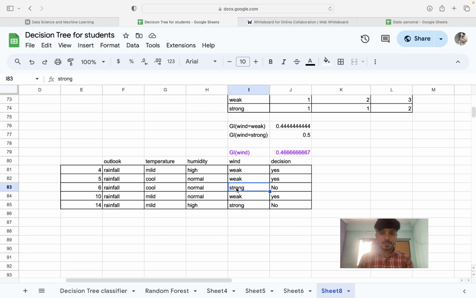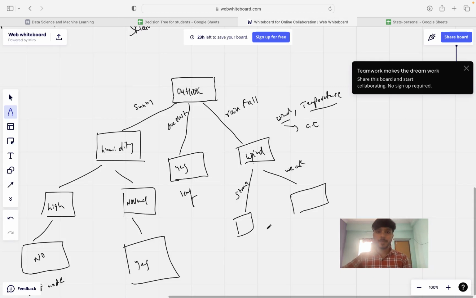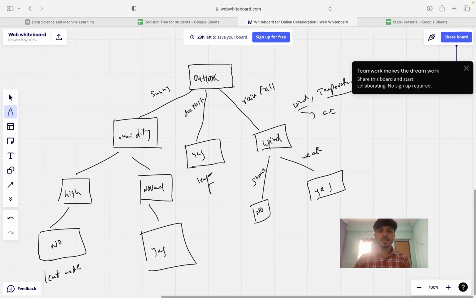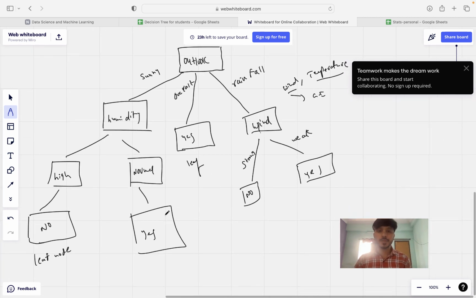Whenever wind is strong, he is not going to play. Whenever wind is weak, he is going to play. See, for strong we have no, and for weak we have yes. Okay, so this is how a tree is built internally.